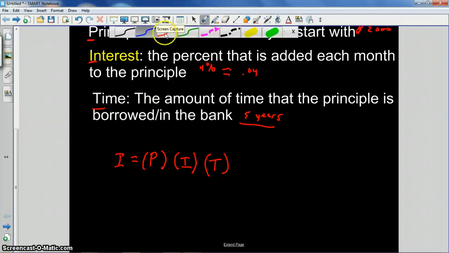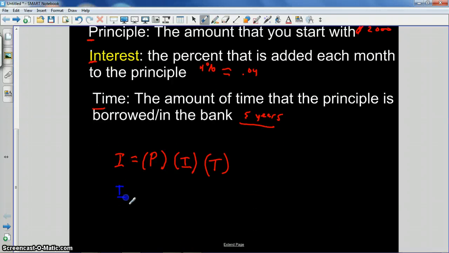So filling in our numbers, it looks like this. We take our interest, total interest, we take our principal of $2,000. We're going to multiply that by our interest per year. We have an interest rate of 4%, 0.04. And then we're going to multiply that by the number of years, 5 years. And when you've done that, you should have your total interest.